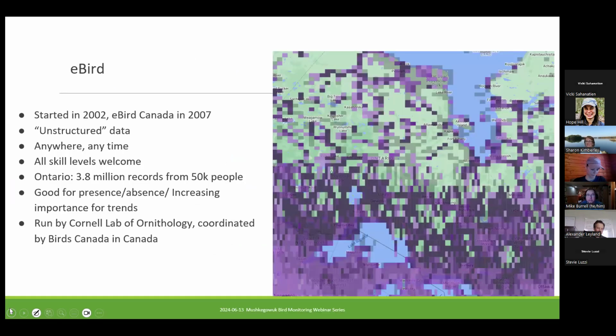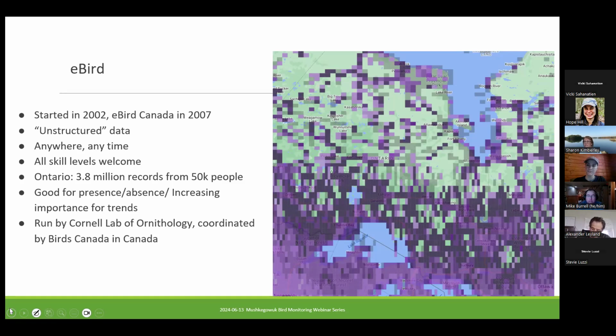So the next citizen science project I wanted to mention was eBird. And eBird is a lot less of a structured survey than those last two projects I talked about. It's also quite a lot newer. It started in 2002, and the eBird Canada side of things was started in 2007. Unlike those other projects, this is an anywhere, anytime kind of thing, and all skills are certainly welcome.